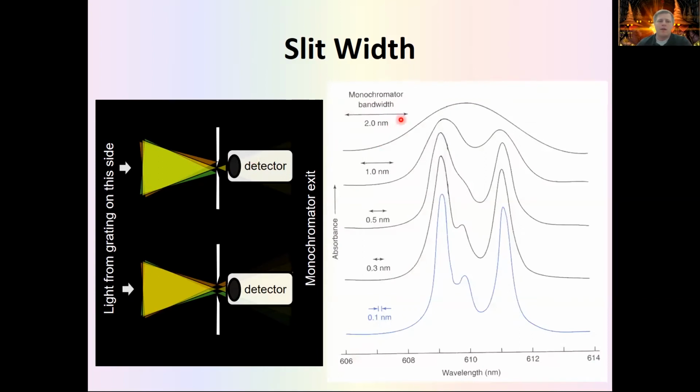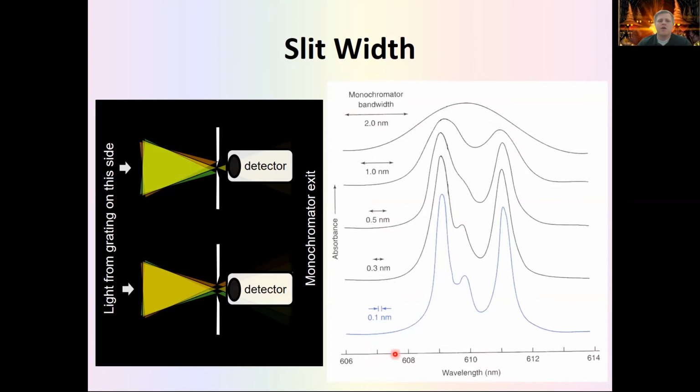So let's look at some spectra collected with different slit widths. So this top one is collected with a slit width of about 2 nanometers. This one with 1 nanometer, 0.5, 0.3, and 0.1. And these are all collected for the exact same sample, just back to back. And what you'll notice is with the 2 nanometer slit, it just looks like a big blob. Whereas with the 0.1 nanometer, we get this fine structure with 3 different peaks. So why does it look different? Well, because with the 2 nanometer slit width, you're collecting everything from 606 to 608 nanometers and calling that 607 nanometers.